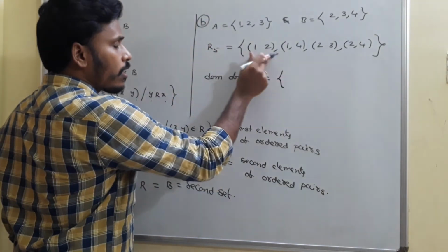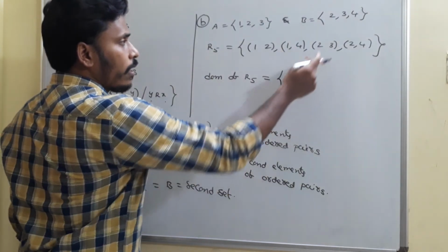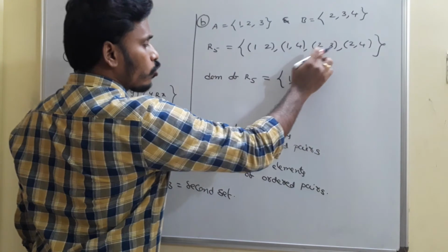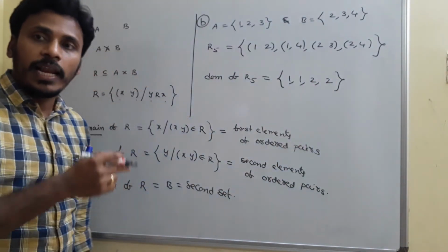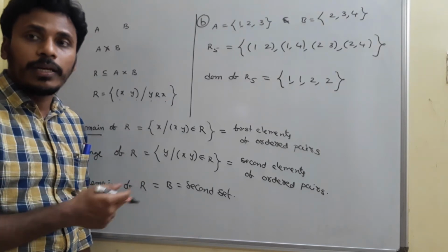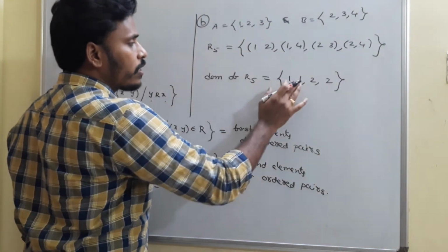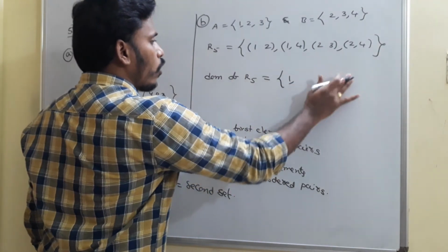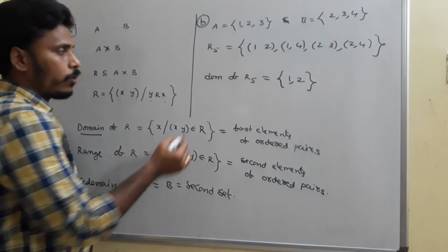So for the first ordered pair, 1 is the element. For the second ordered pair, the first element is 1. For the next ordered pair, the element is 2. For the next ordered pair, the element is 2. But while writing a set, no need to repeat the element. Writing one only once is enough. So at the end, the domain of R5 is simply the set containing 1, 2.